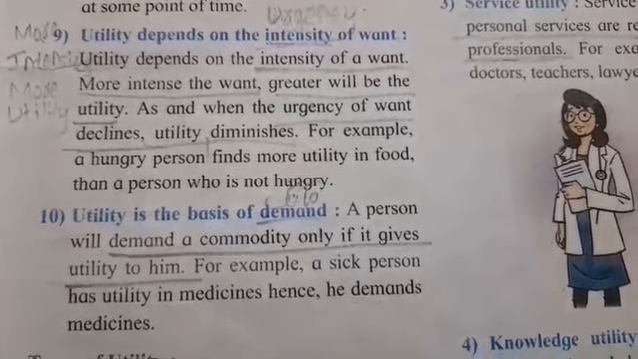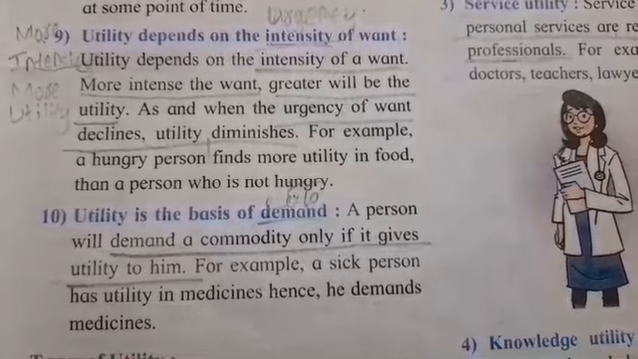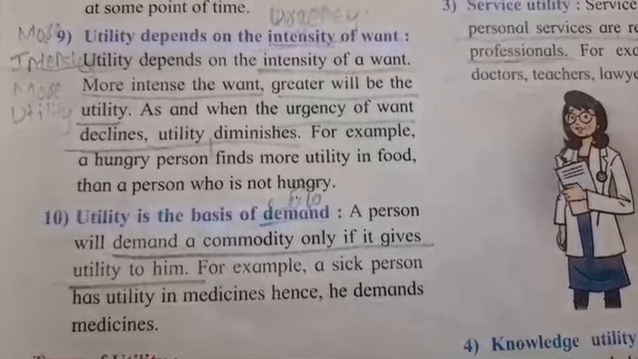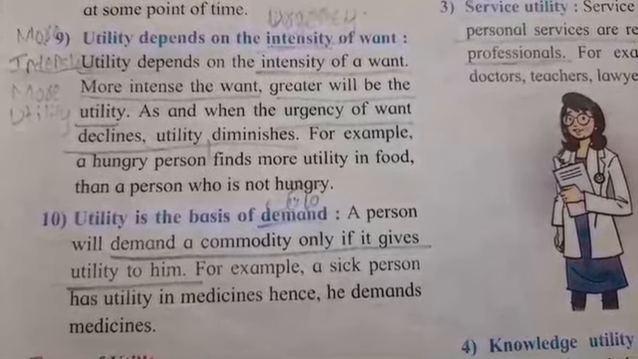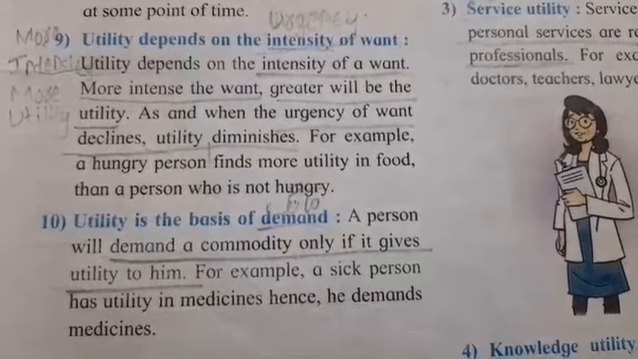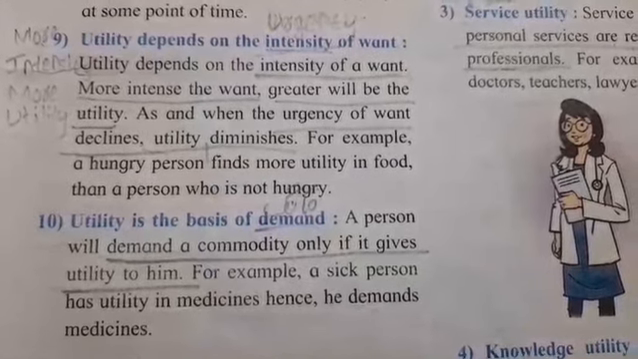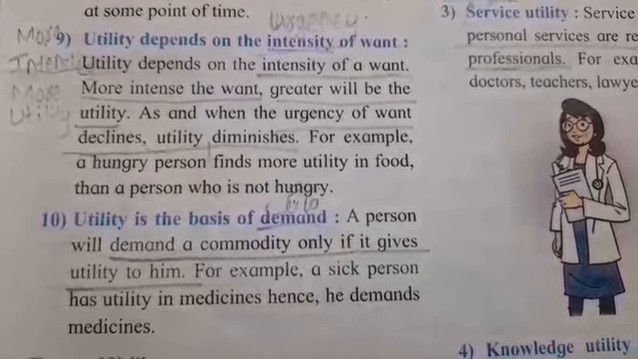Ten. Utility is the basis of demand. A person will demand a commodity only if it gives utility to him. For example, a sick person has utility in medicines, hence he demands medicines.